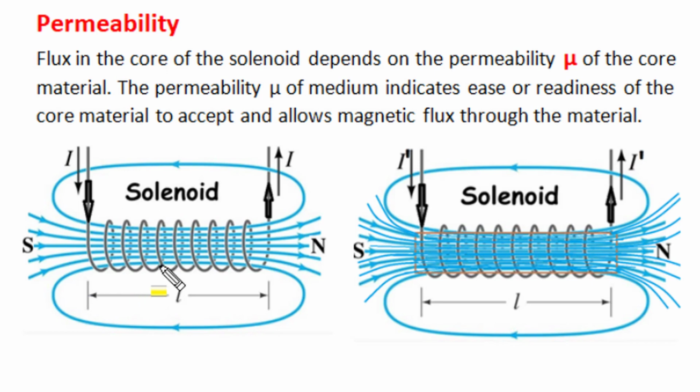A current carrying solenoid produces almost uniform magnetic induction in its core part, and an air core solenoid has a small amount of flux and flux density even with a high amount of current. If the air core solenoid is converted into an iron cored solenoid, then the amount of flux and flux density become much more even with a smaller amount of magnetizing current, and this indicates a higher value of magnetic permeability in the iron core as compared to the air core. The permeability of a medium, indicated by the Greek letter mu, denotes the ease or readiness of the core material to accept and allow the passage of magnetic flux through it.